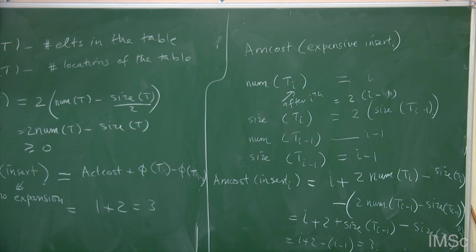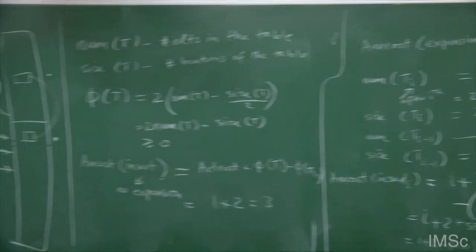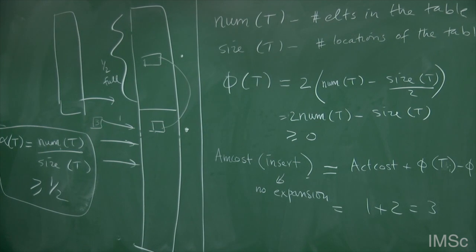Now, like we did decrement, what if I also do deletions? So I'm doing insertions and deletions, and suppose I still want to maintain this. What happens to the amortized cost?